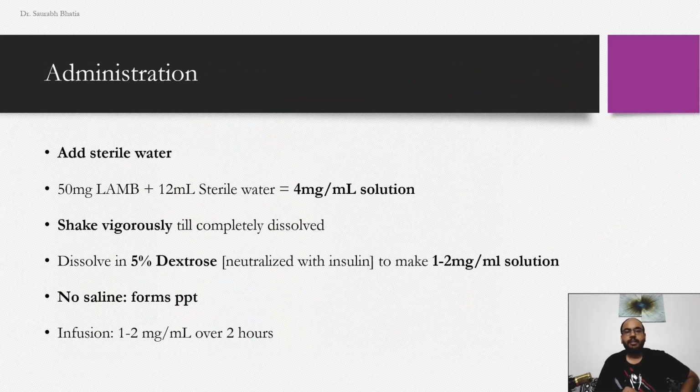Now, how to administer amphotericin B? That is very important. It's a very special drug. Okay, you have to neutralize it. Sorry, you have to dilute it with a sterile water. But this is an older formulation. Usually, what happens is nowadays you just get a vial of amphotericin B.